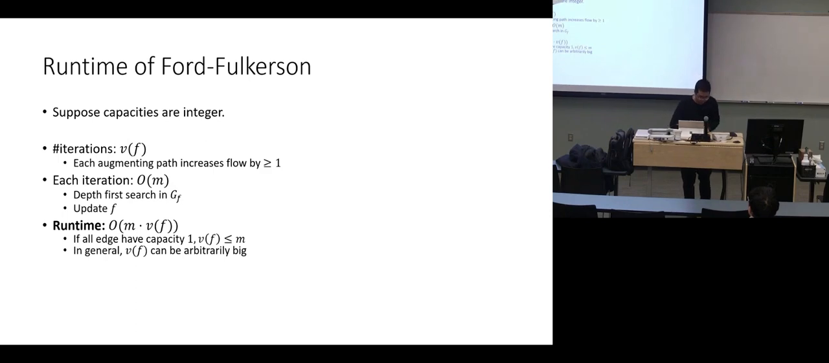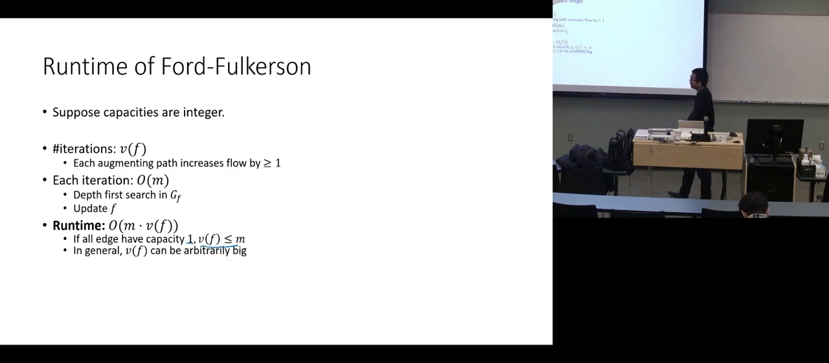At least if all edges have capacity 1, then the value of the flow cannot exceed m, the number of edges, because each unit of flow consumes some capacity of some edge, so you cannot exceed m when the capacities are all 1. But in general, this value of flow can be huge. This can be really bad, right?